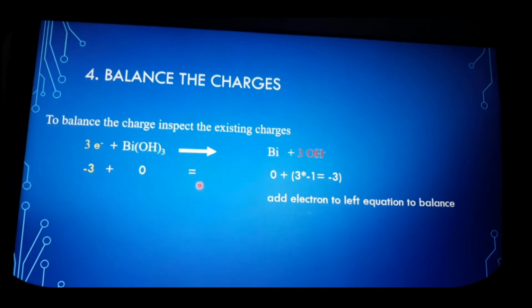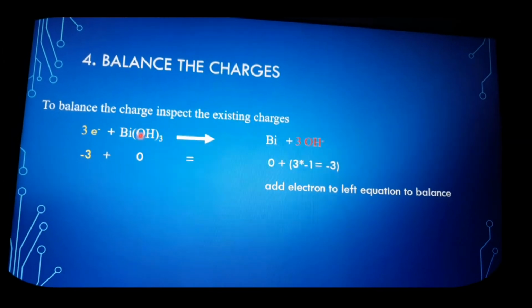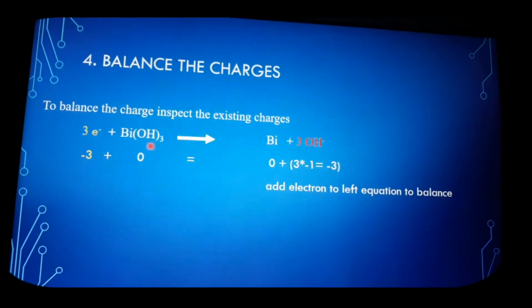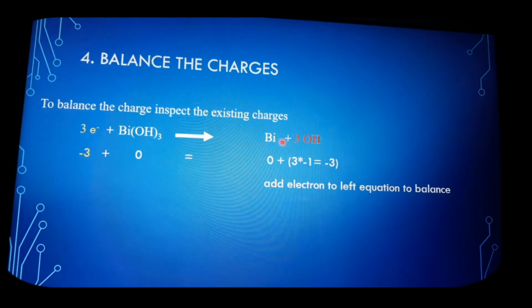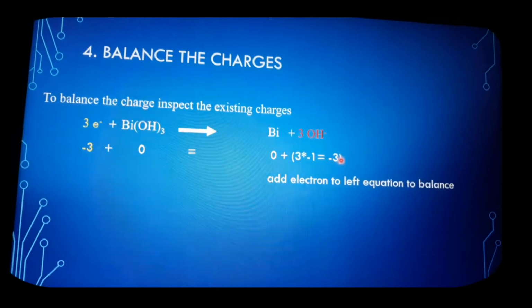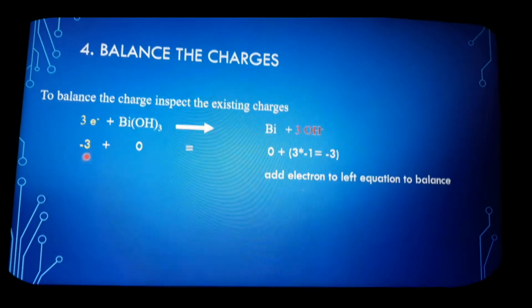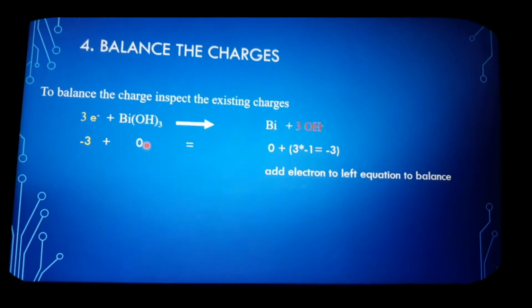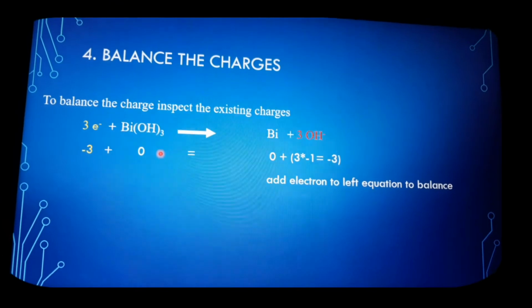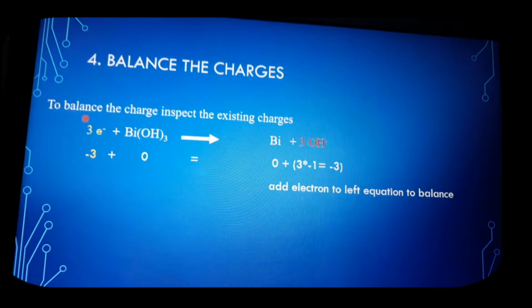Step 4. Balance the charges. To balance the charges, inspect the existing charges. Here we have 0, and here we have 0 plus 3 times negative 1, so negative 3. So basically, we have negative 3. Add an electron to the left so that both charges are equal. So I add here an electron. Is it clear? So let's proceed.